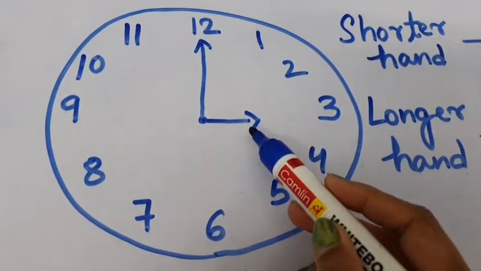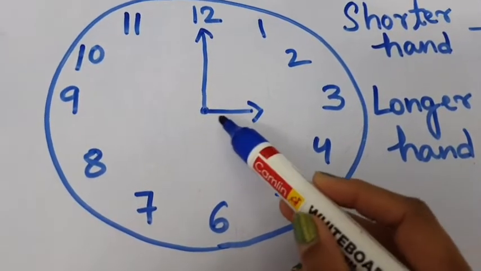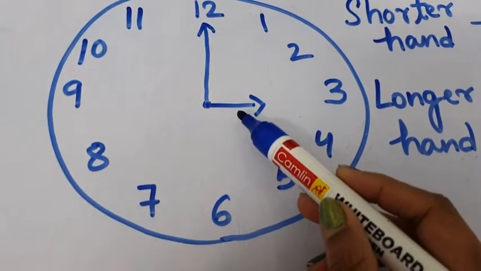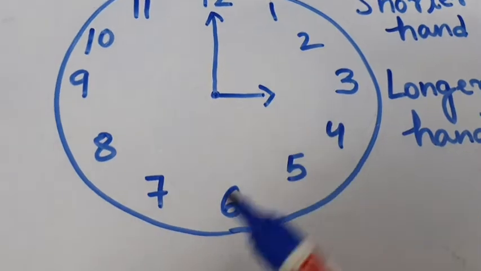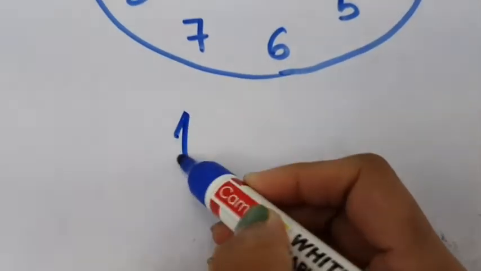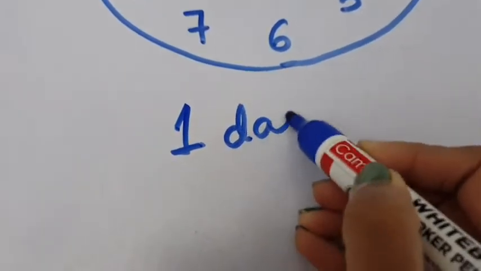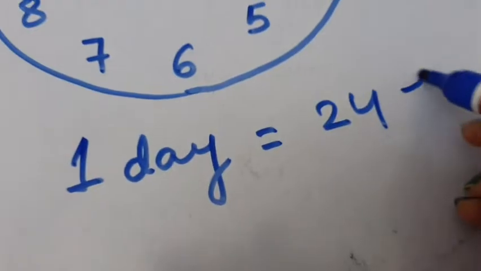This hour hand completes 2 rounds in 24 hours, morning and night. Okay? So, one day is equal to 24 hours. One day is equal to 24 hours. Okay?